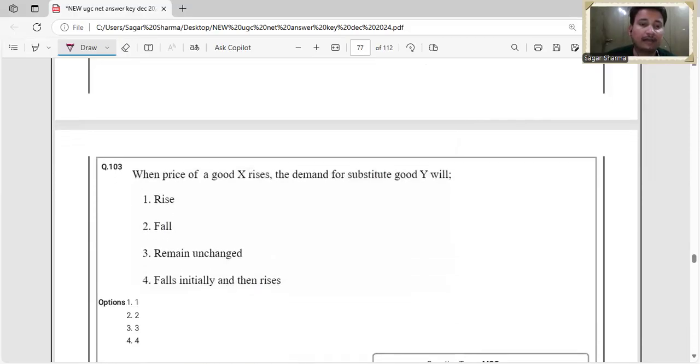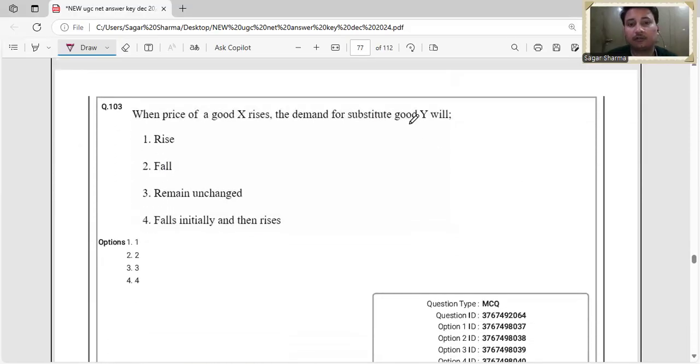When price of a good X rises, the demand for substitute good Y will. So in the case of substitute good like chai and coffee, we can take an example. If price of chai is rising, then demand for coffee will also rise in the case of substitute good. So in this case, when price of good X rises, the demand for substitute good Y will rise. Option number 1 will be your correct answer.